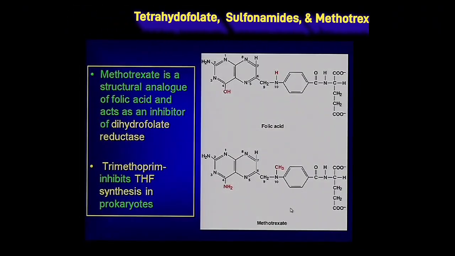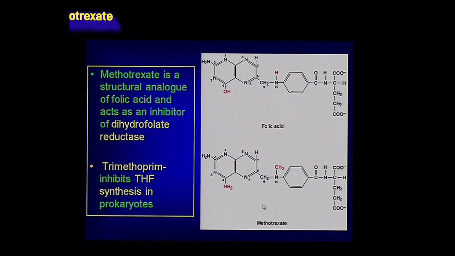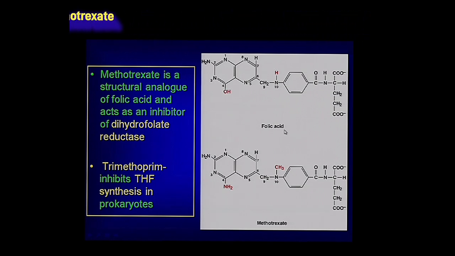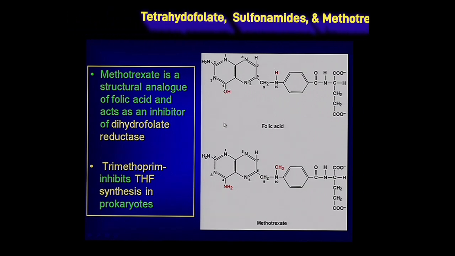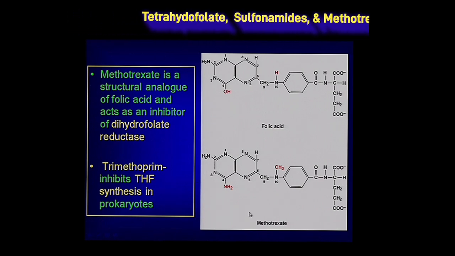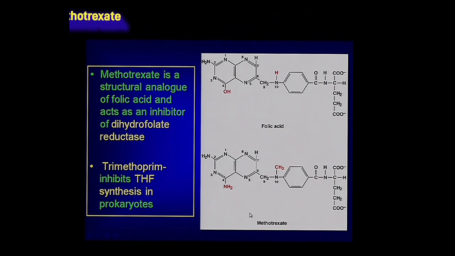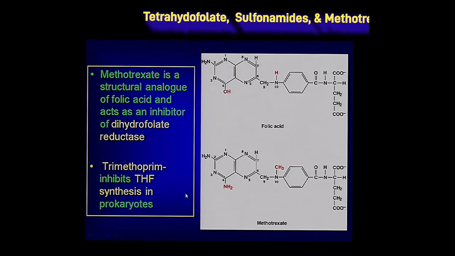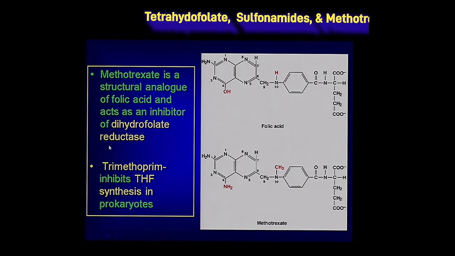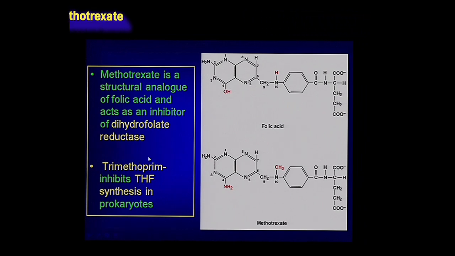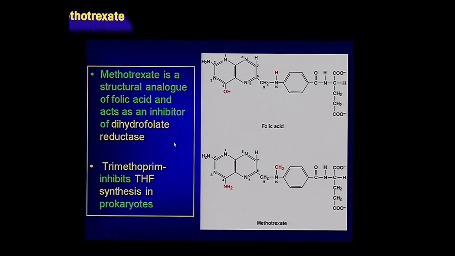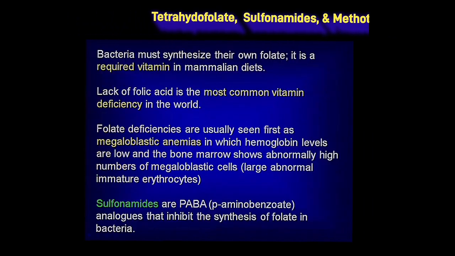Okay, so folic acid is here, methotrexate there. You can see there, this is an analog of folic acid. It's a competitive inhibitor of dihydrofolate reductase. There is a specific dihydrofolate reductase inhibitor for prokaryotes, and it's called trimethoprim. So it inhibits the same enzyme, but it's specific for prokaryotes, doesn't affect the human dihydrofolate reductase.